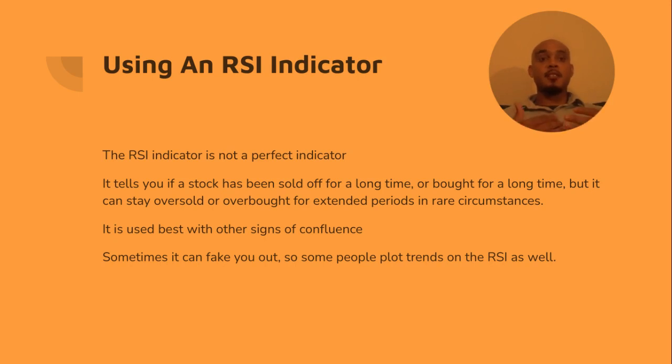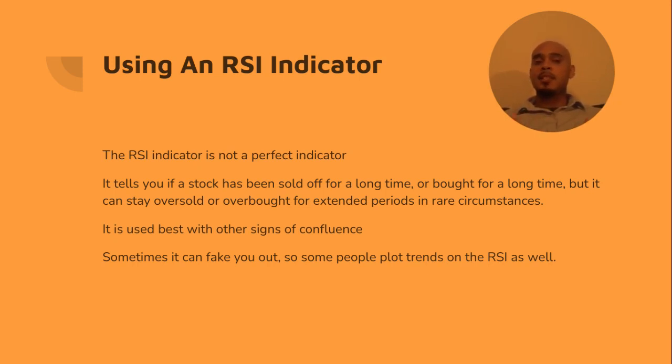For example, if a stock is very successful, it's a great company, has a great reputation, earnings have been churning out really well, a stock can stay overbought for an extended period of time, right? And likewise, if a company is really underperforming or going through a terrible time in its business history, it can stay oversold for an extended period of time. So it's not your end-all be-all indicator, and it's best used with other signs of confluence. Sometimes it can fake you out as well.